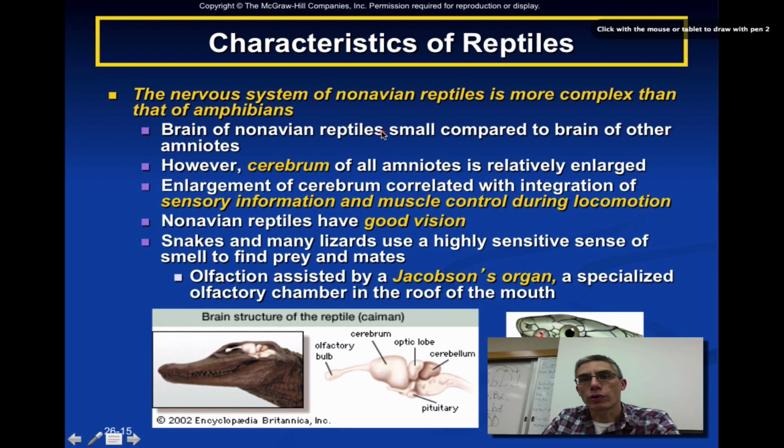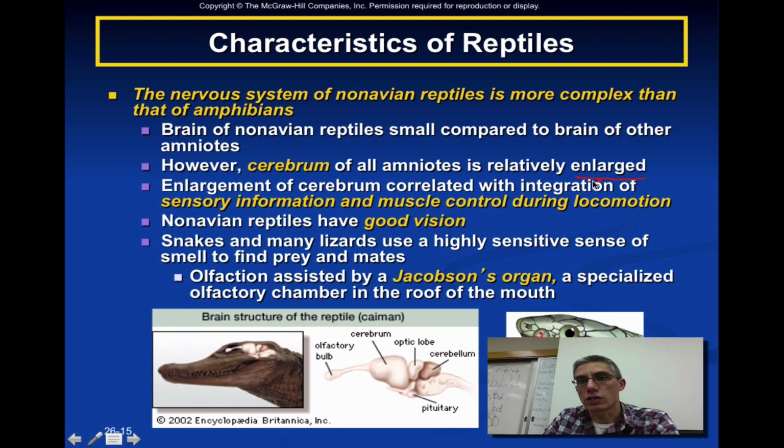Now, the nervous system of reptiles is definitely more complex than we saw with the amphibians. The brain of these reptiles is going to be very small compared to the brain of other amniotes, so we're talking about the birds or the mammals. However, the cerebrum of all amniotes is going to be relatively enlarged.